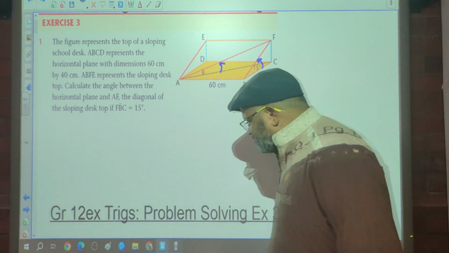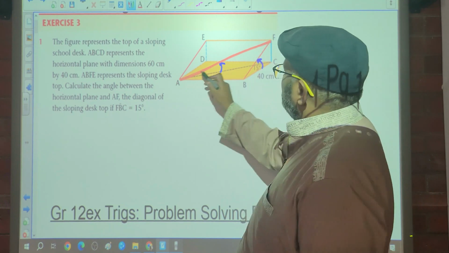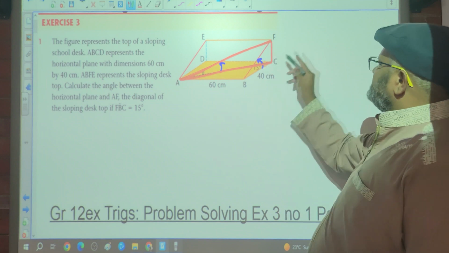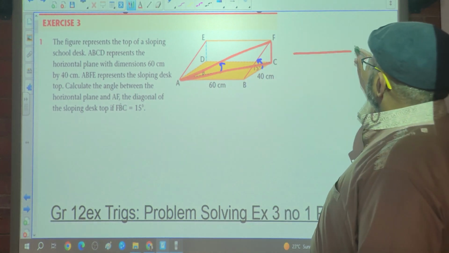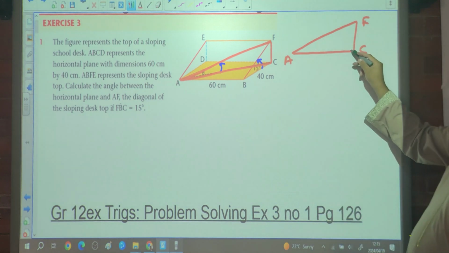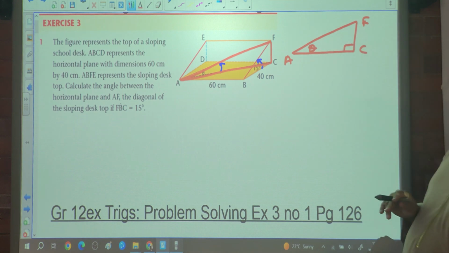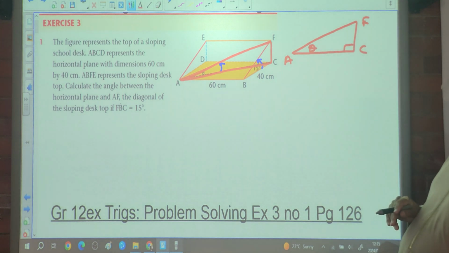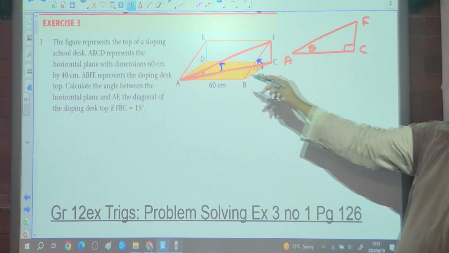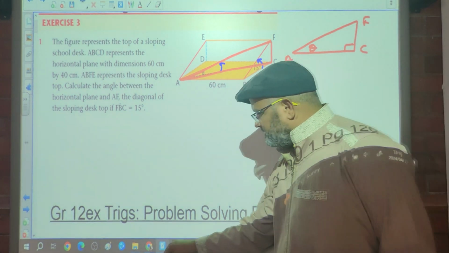Okay, so where do we start? We start by saying, okay, what triangle can be formed with this here? You can form triangle AFC. So what you should see is this here. So AFC. What's the size of this angle? 90. This angle? Theta. What else can you calculate here in this triangle? I can calculate AC. How are you going to do that? Pythagoras coming from the plane here.